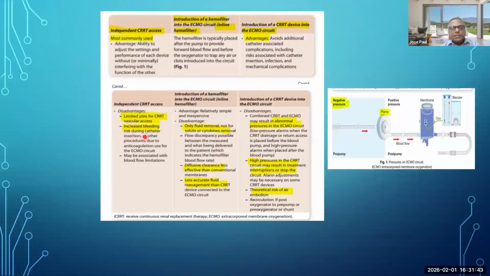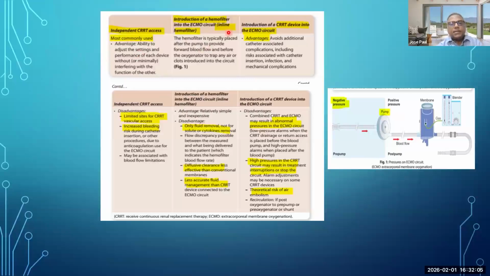However, the main disadvantage is a limited site for CRRT vascular access. Now when you are combining two circuits, there is a very high risk of bleeding, and these accesses are the main issue that you can face when you are running an independent CRRT circuit.